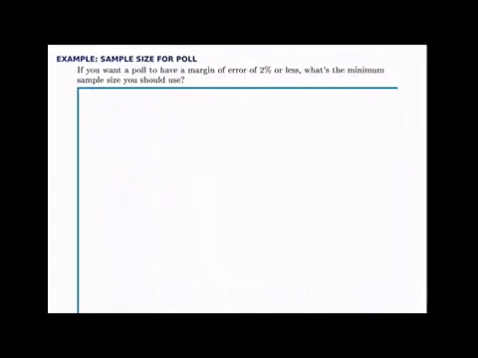In this example, we're going to find the sample size that corresponds to a given margin of error. So if we want a poll to have a margin of error of 2% or less, what's the minimum sample size needed to make that happen? Remember, the margin of error looks like 1 over the square root of n as a percentage. So we can write times 100% just to indicate that we're making it a percentage. So if we want this to equal 2%, then really what we want is 1 over the square root of n to equal 0.02. So as a decimal, we want 1 over the square root of n to equal 0.02, or as a percentage, we want it to equal 2%.